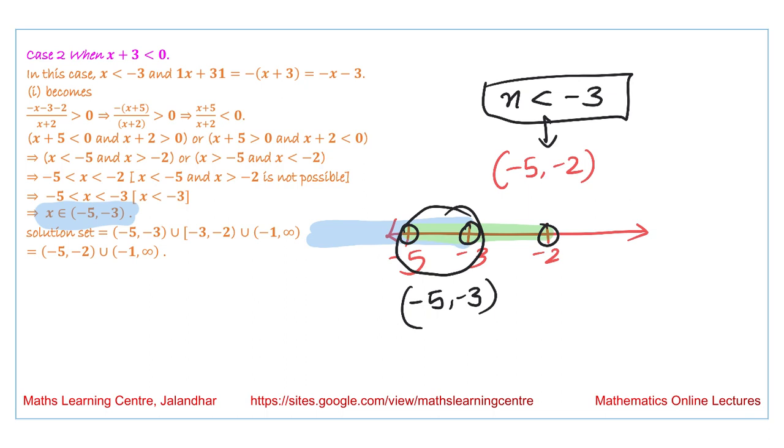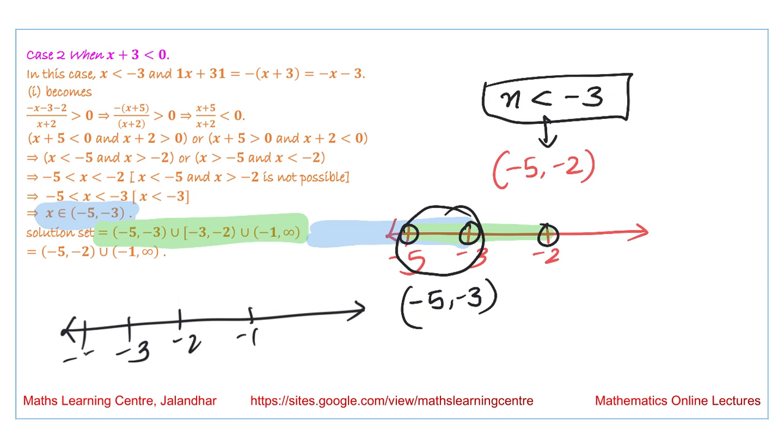So by taking the union of both case 1 and case 2, we obtain the final answer in the form of a union of these sets. If we plot these numbers on the number line, we have minus 1, minus 2, minus 3, minus 5. We have to plot the intervals: minus 5 to minus 3, union minus 3 to minus 2, and then union minus 1 to infinity.